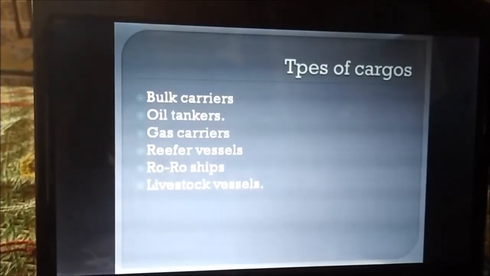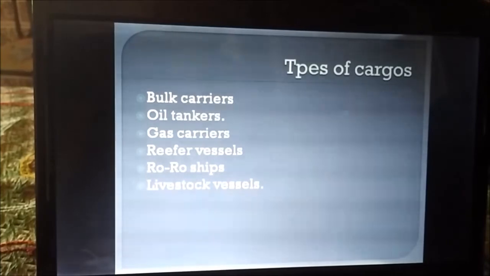Okay, so next we have ro-ro ships. Ro-ro ships are used as car carriers, for cars, our motor vehicles and all that. The full form of ro-ro is roll-on, roll-off ships. Ro-ro is used here because they are used for rolled materials.